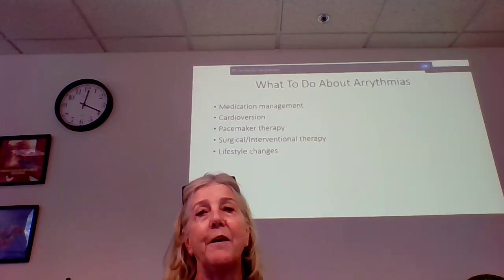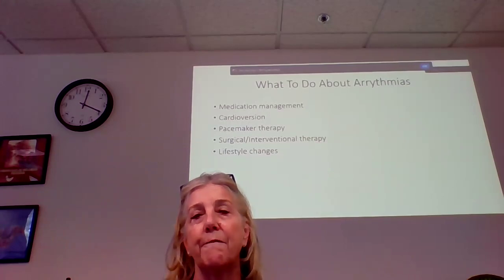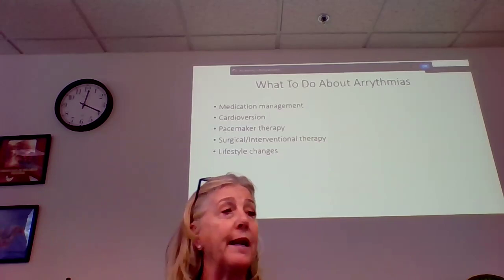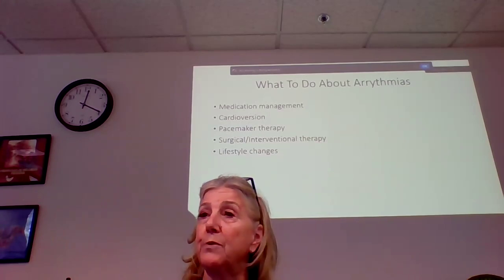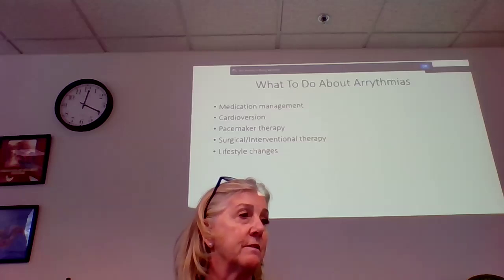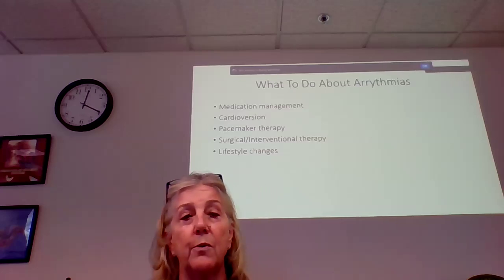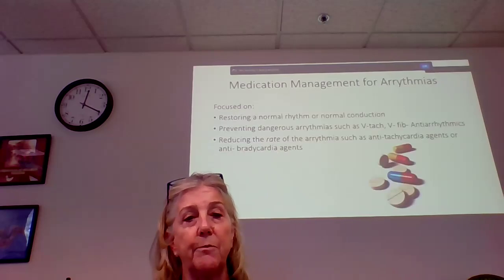So if you're having arrhythmias that are irregular, very fast, they'll put you on an antiarrhythmic. If you're having rhythms that are too slow, they'll put you on something that can speed up your rhythm. Too fast, they'll put you on medications to slow down your rhythm. We'll talk about each of these a little bit.